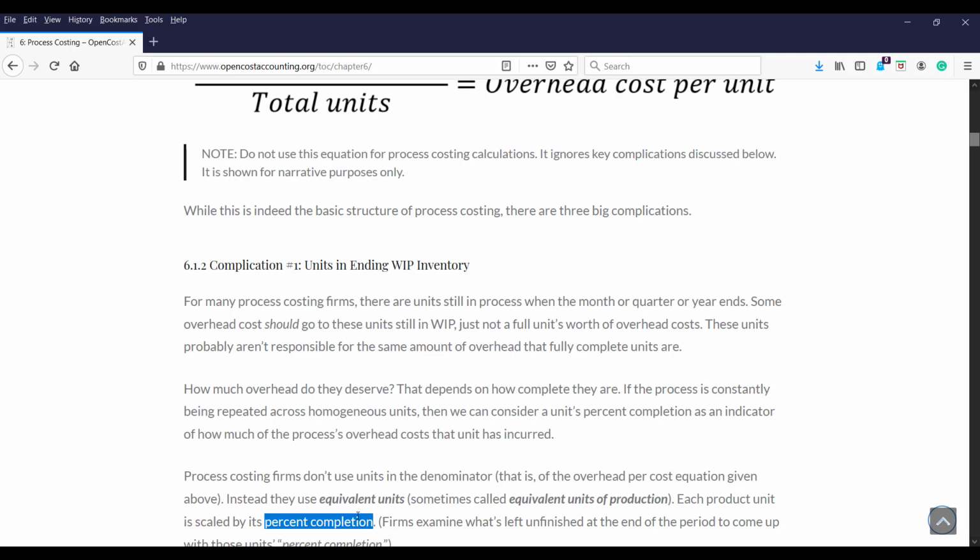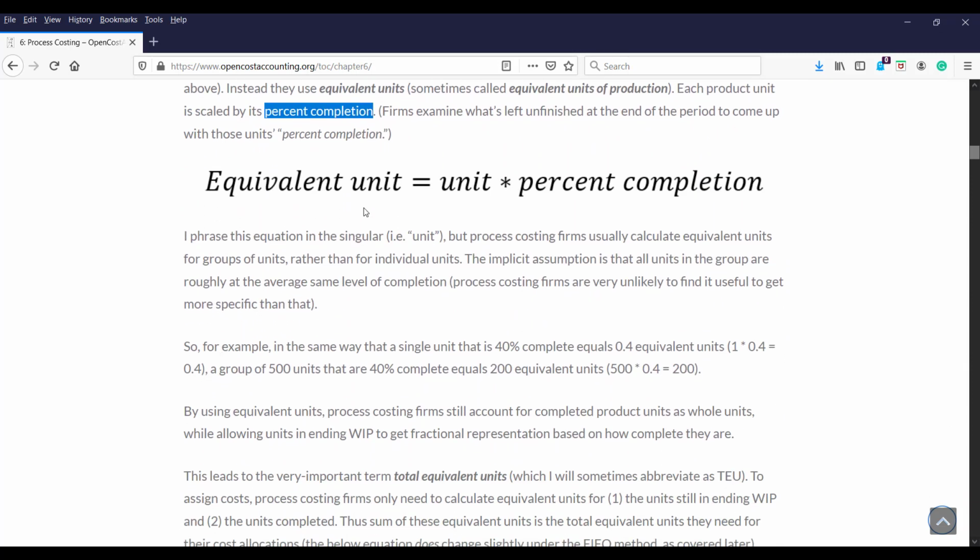So you multiply product units by percent completion to get equivalent units. So we have equivalent units equals the units times percent completion. And if we put an S on each of these, we could have equivalent units in ending WIP equals the number of physical units in ending WIP times the percent completion of those units.